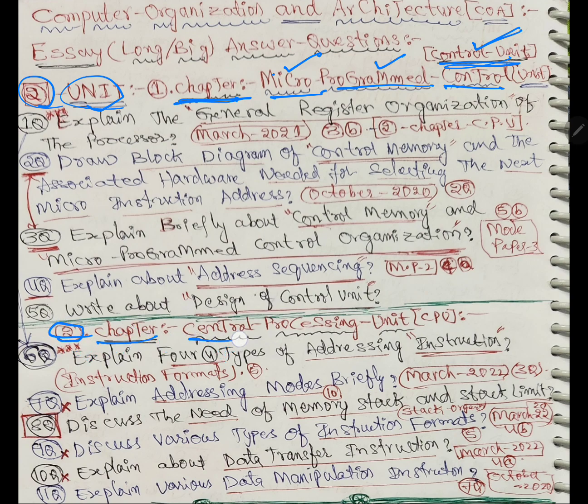Second chapter is central processing unit, CPU. Central means middle, processing unit, it's the brain of the computer. Processor, that is CPU, that is the second chapter. So here we are now going to cover essay questions.